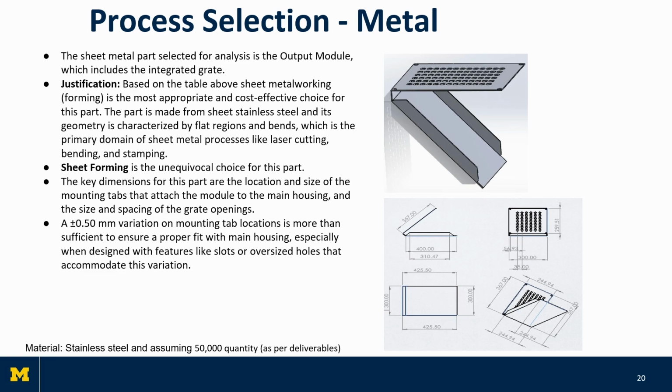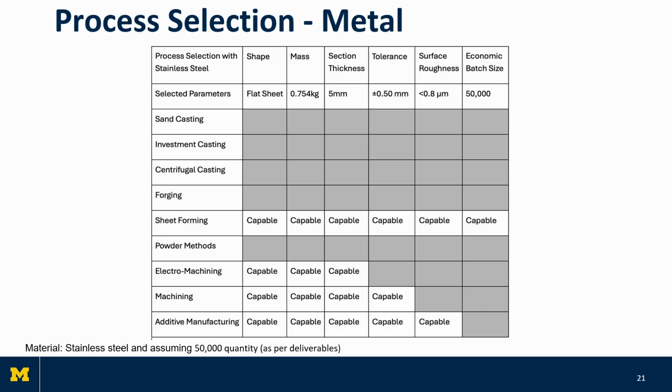The metal part selected for redesign was the output module and integrated grate. Sheet metal forming was the unequivocal choice for this part. The analysis for this will be seen on the next slide. The parameters that determined the process were a flat sheet shape, a mass of 0.7 kilograms, a section thickness of 5 millimeters, a tolerance of 0.5 millimeters, a surface roughness of 0.8 micrometers, and a batch size of 50,000 parts. Following these parameters, sheet metal forming was the selected process.